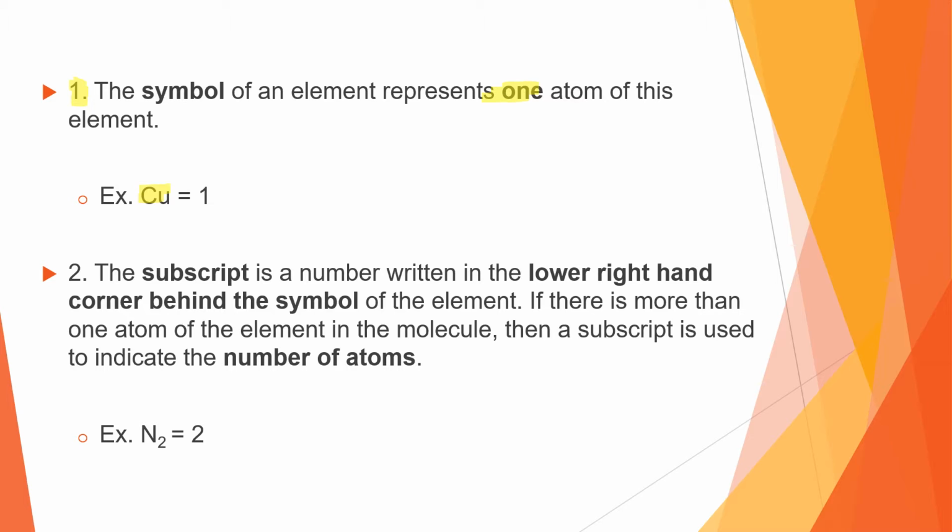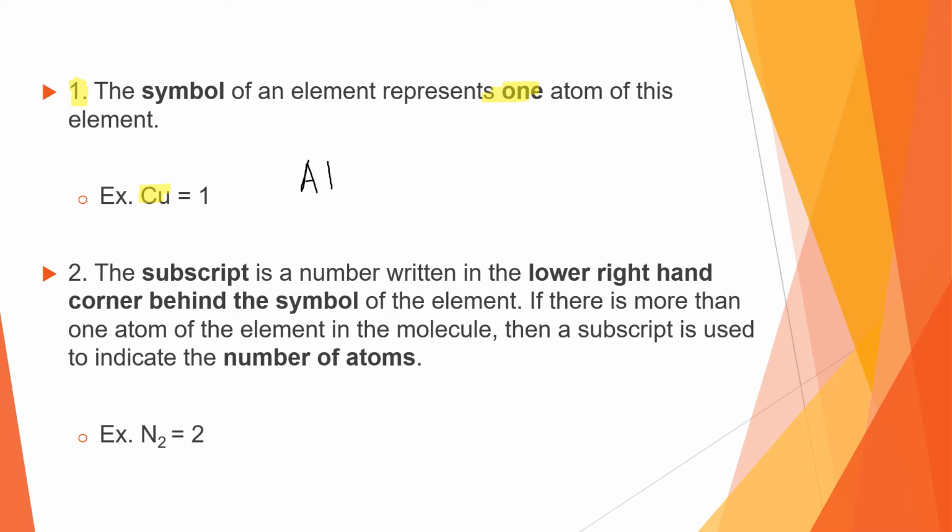Whenever you have an element that has just the symbol, no numbers, no subscript, that always means one atom of that element. So when you don't see a number, I'm just going to do another example here. If I was to put Al for aluminum, that is one aluminum atom.